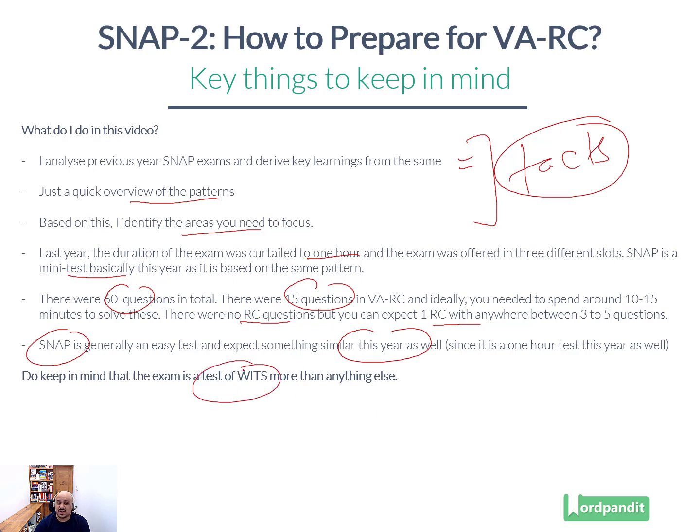It's a test of wits now. Remember, you've got to perform in that 1 hour. You've got to do your absolute best. So more than anything else, speed has become very, very vital in this test. In fact, since it's just 1 hour, 3 sections, it really does not give you time for a comeback, right? So you've got to get it right, and you've got to get it right at the start.